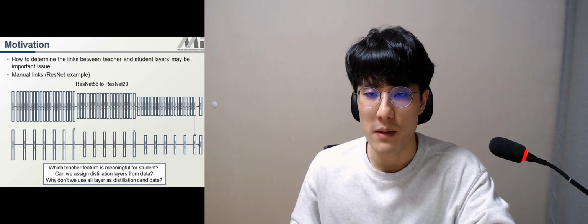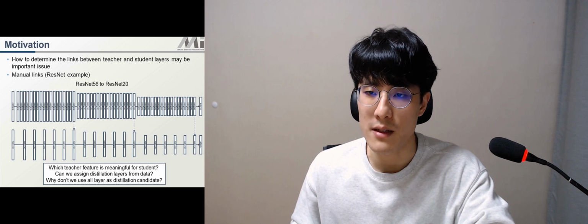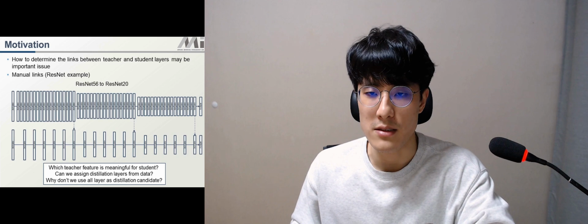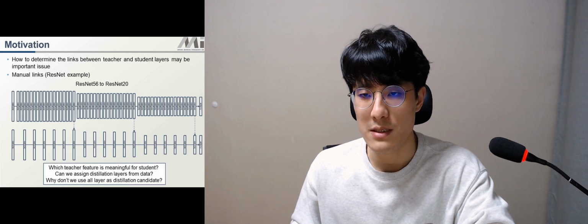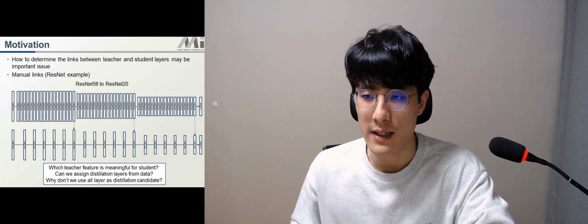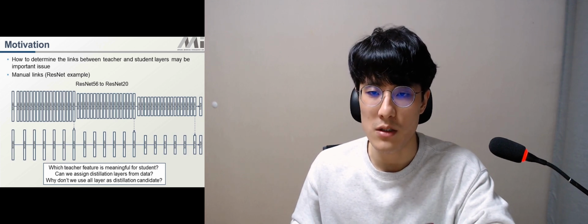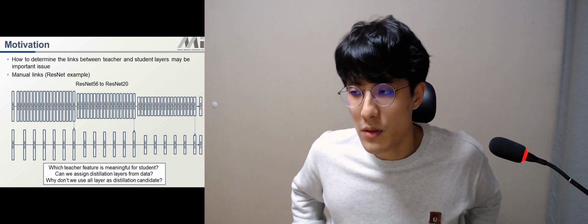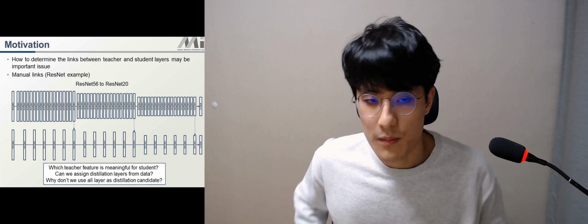Now, let me talk about the motivation of our work. In general, when distilling the feature of an intermediate layer, the link between the teacher layer and the student layer is manually selected. Usually, the manual link is a connection between the last layer of each block of the teacher and the student. See the example on this page.